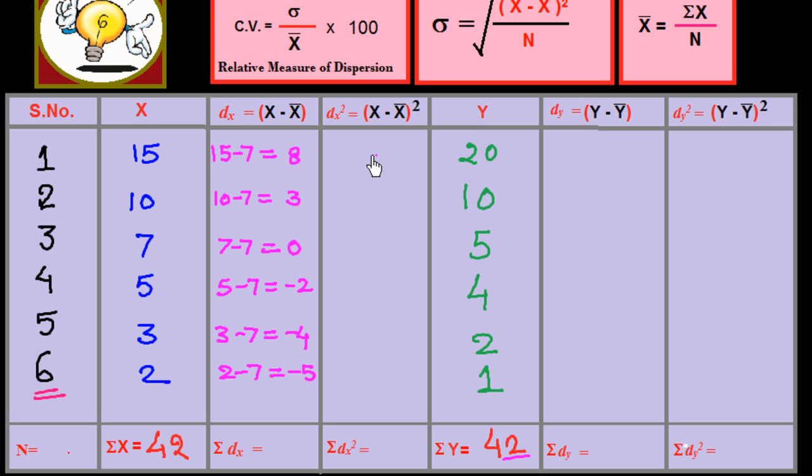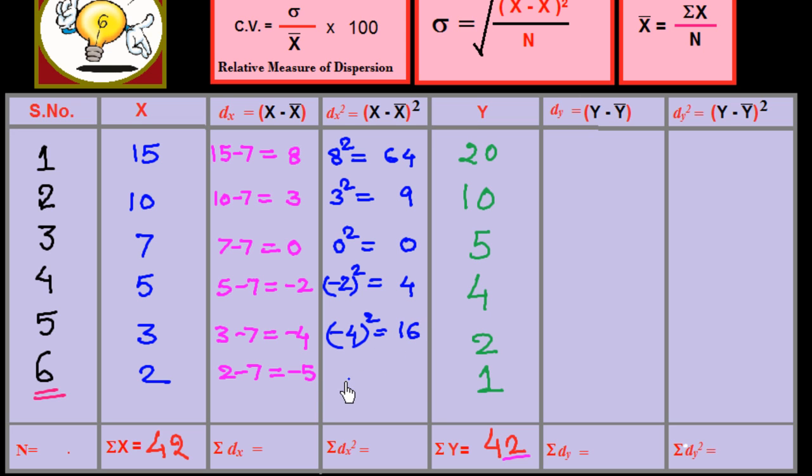8 square is equal to 64. 3 square is equal to 9. 0 square is equal to 0. Minus 2 square is equal to 4, positive 4. Minus 4 square is equal to 16. And minus 5 square is equal to 25. So we have got all these.